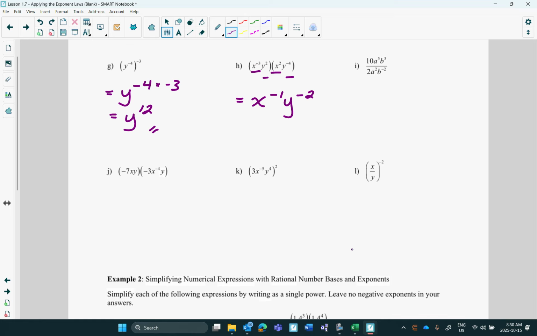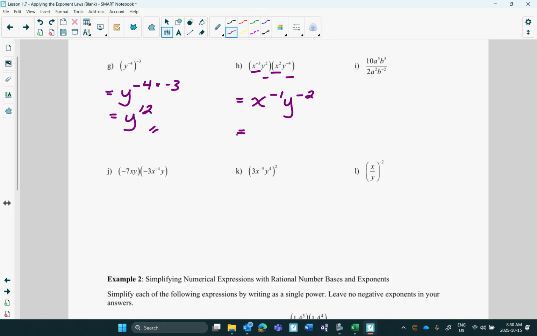Why are we doing 2x? Sorry? Why are we doing 2x? Am I confusing that? Because the base stays the same. It doesn't change. You get it.